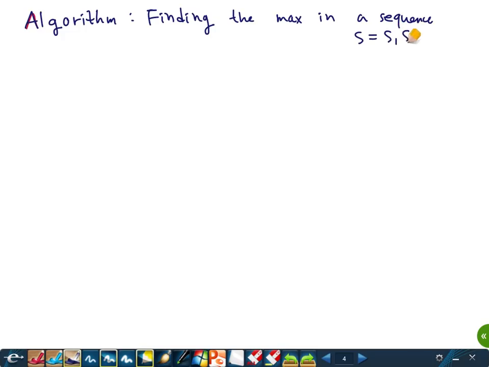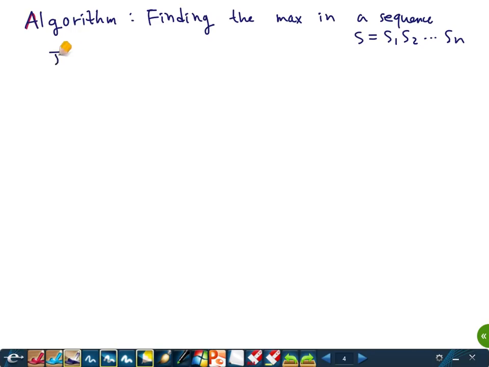Algorithm. Another algorithm. Now we just considered three numbers, but the number of numbers in our input can be anything. So finding the maximum in a sequence S, S1, S2. So now you have n numbers. We want to find the maximum. How can we do this?